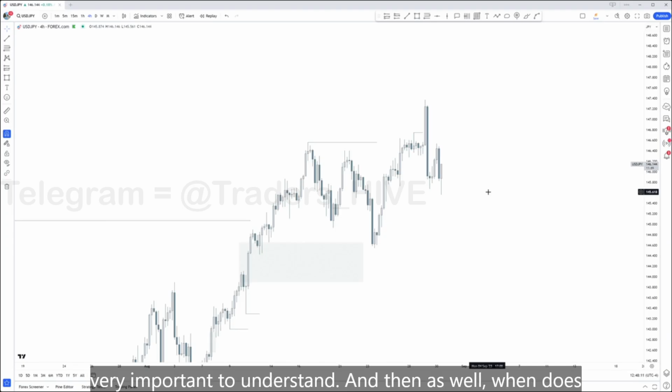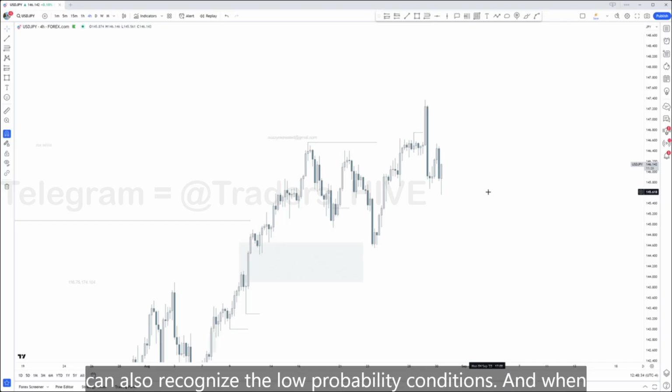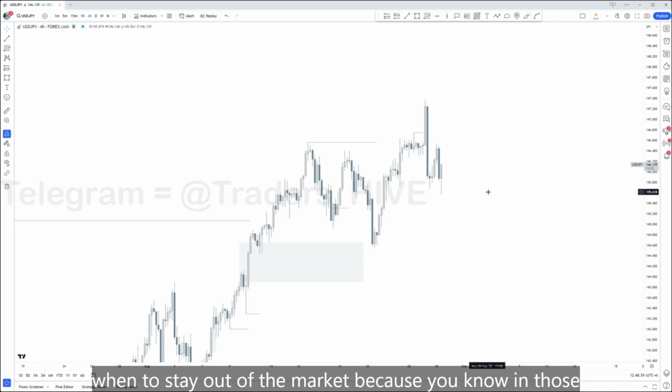And then as well, when those low probability conditions do happen, what you'll see a lot of the time is that people can make profit. No worries. Everyone can make profits when it's a high probability condition. But nobody can recognize the high probability conditions, because when you can recognize the high probability conditions, you can also recognize the low probability conditions. And when you can recognize the low probability conditions, you know when to stay out of the market, because you know in those conditions you will lose money.